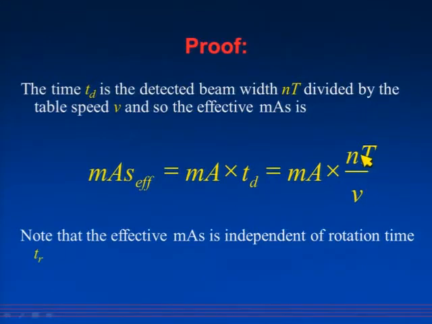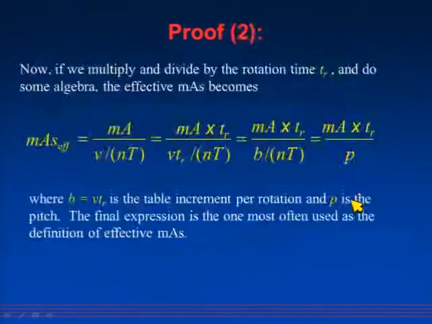And that time is just NT divided by the velocity of the table. We go on to the next slide, do a little algebra, and it comes out to be mA times the rotation time divided by the pitch. Interestingly enough, what I told you earlier is that the effective mAs was independent of rotation time. It still is, and this comes up a lot.